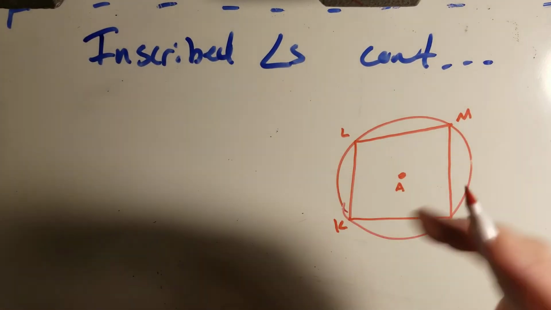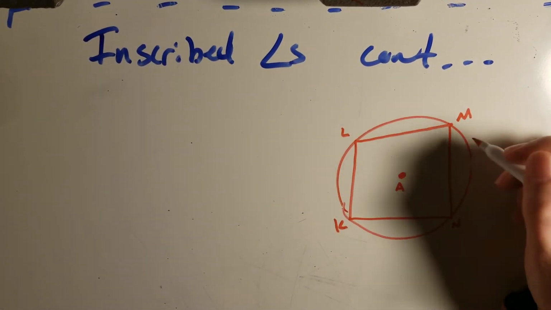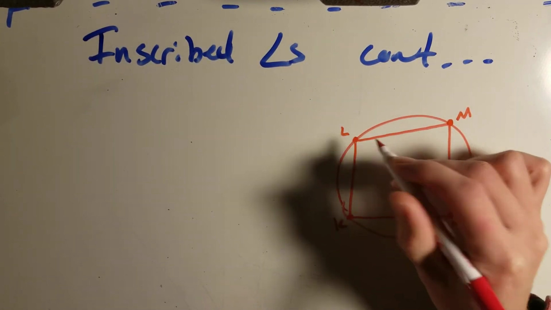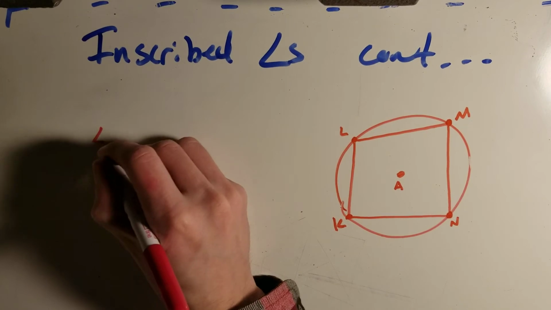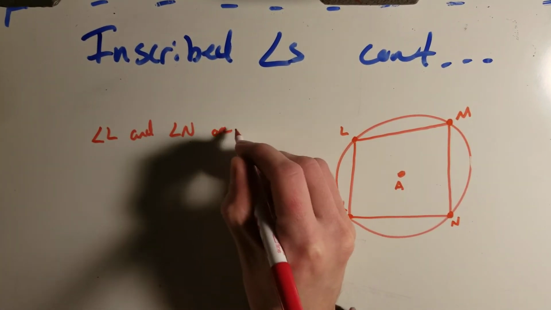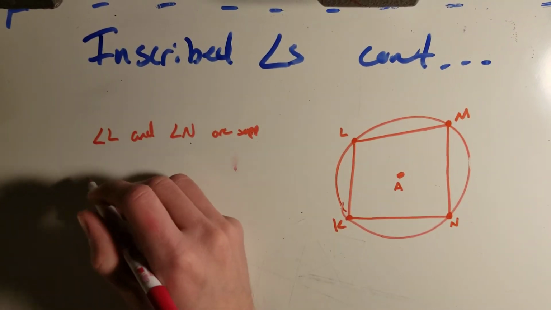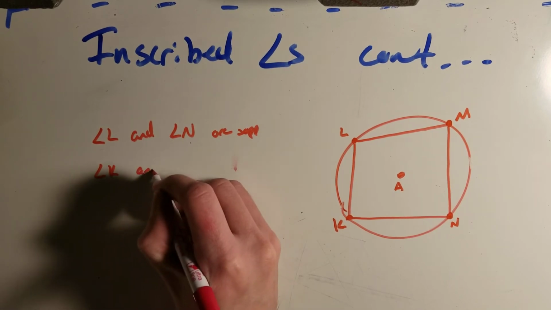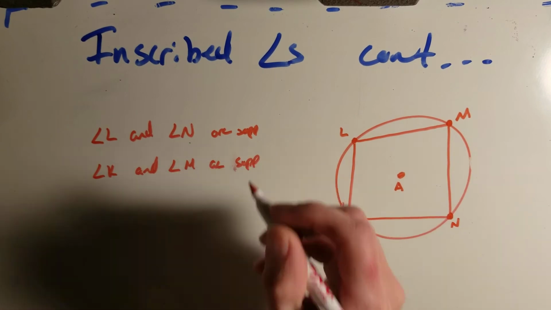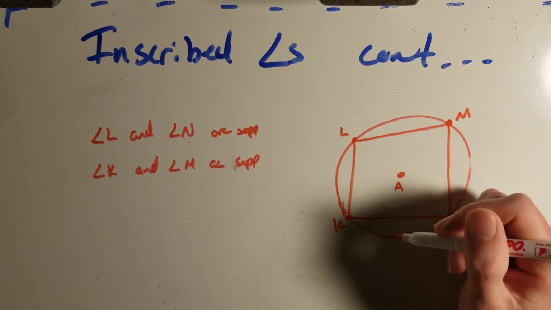And what this is saying is, since this quadrilateral is inscribed in the circle, what that means is its vertices fall on the circle like this. It's inside. Then we know angle L and angle N are supplementary. Or angle K and angle M are also supplementary. And this works for a quadrilateral that's inscribed inside of a circle.